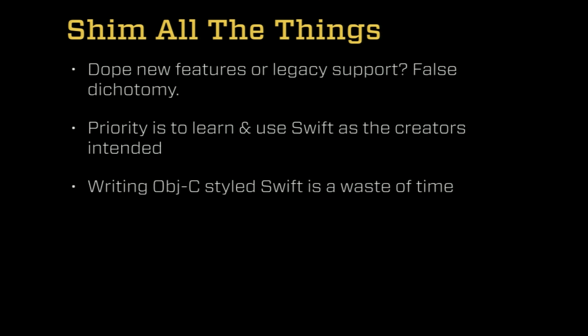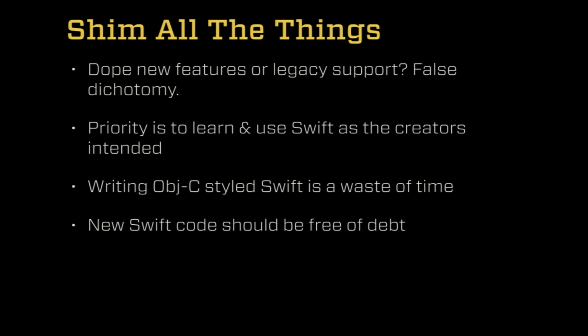So obviously, writing Objective-C style Swift is a waste of time. Writing Swift style Objective-C is also a waste of time. You wouldn't pick up a new language and write it exactly like a completely different language just because that's what you knew. Your goal should be to find a way to write that language the right way. And then our new Swift code obviously should be free of debt. We don't want to have to go back in a year, 2 years, or however many years it takes to remove all the Objective-C and clean out a bunch of debt scattered throughout the application to make it play nice.